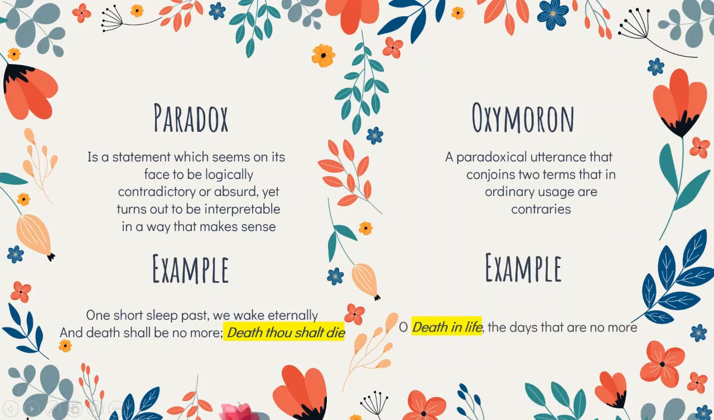An example would be this: "Oh death in life, the days that are no more," taken from Alfred Lord Tennyson's "Tears, Idle Tears." Death in life. Death cannot happen in life. But when you think about it, it does make sense. Death and life are, in ordinary usage of the English language, each other's contradictories. Statements such as loving hate or pleasing pain represent such types of paradoxical statements with an oxymoron in them.